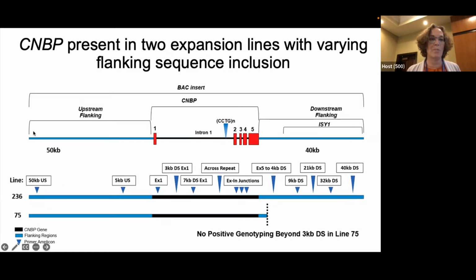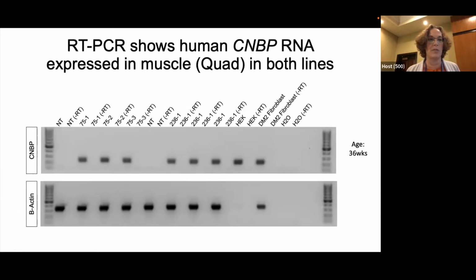So the top shows the BAC as we understood its structure. And then once it landed into the mouse genome, the 236 line seems to have all of the parts of that BAC with the 5' and the 3' flanking sequence, but the 75 line has the entire CMBP gene and some 3 kb beyond the 3' end, but it doesn't contain this downstream gene. And that turns out to be a nice control, because there is a downstream flanking gene that if there's a difference in the phenotypes, we can control for that plus integration site differences.